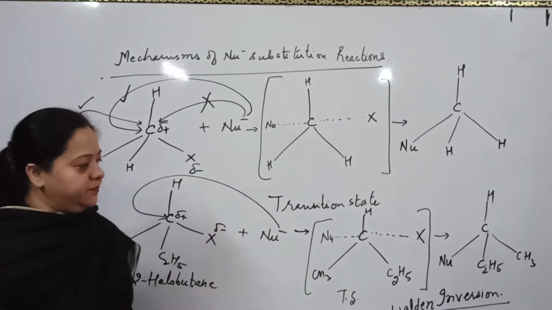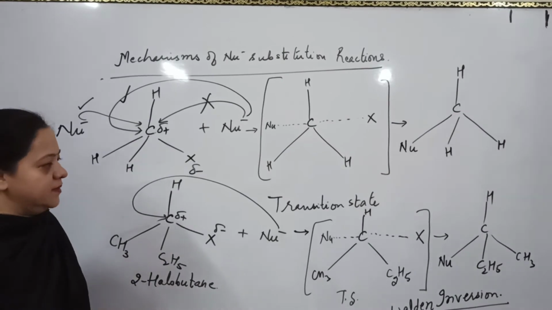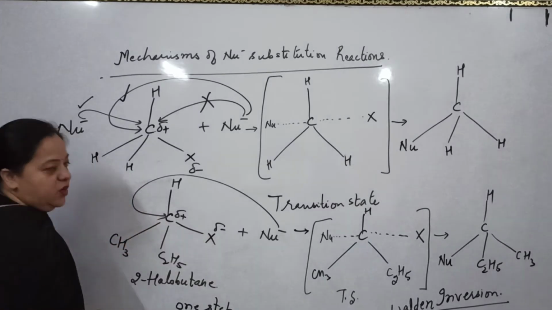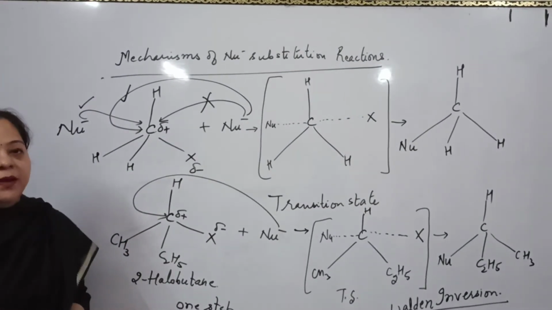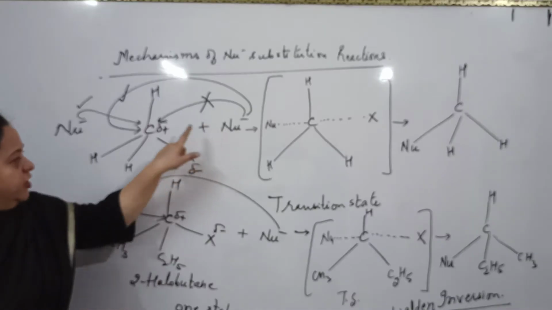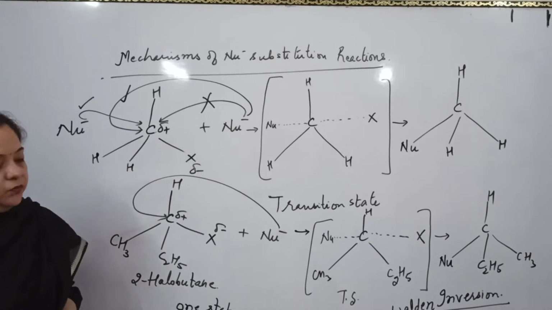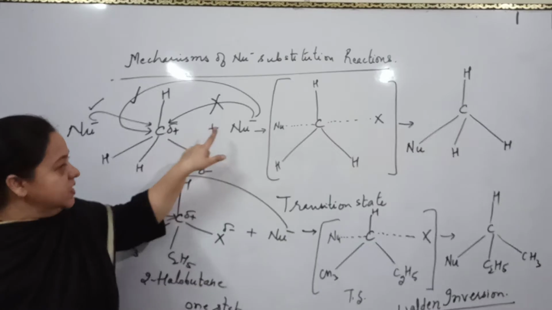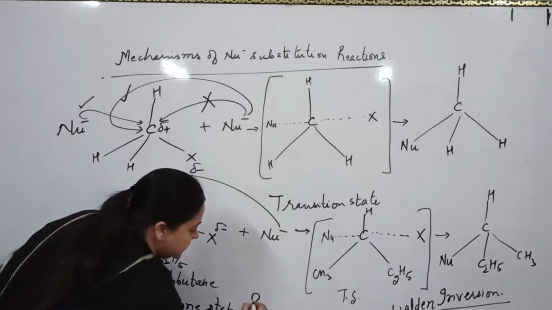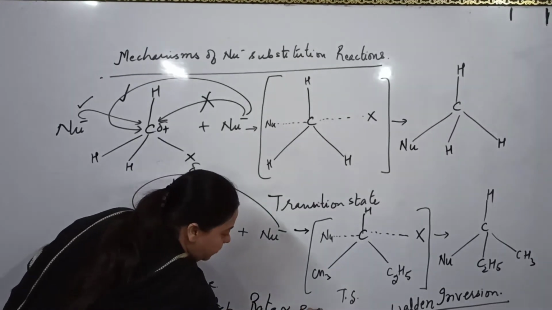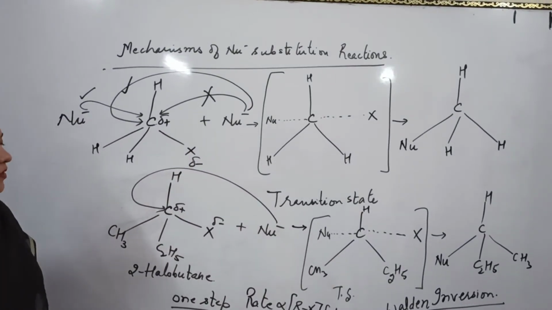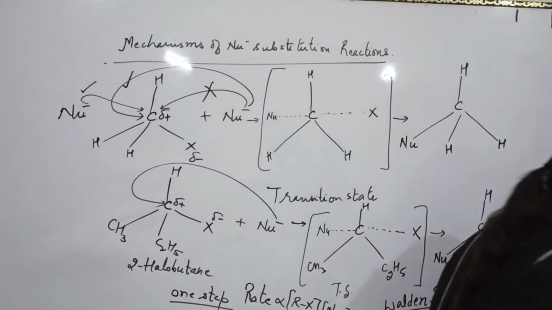In this case, as it is a single step process, this is a one-step process in which simultaneous bond formation and bond breaking take place. The rate of the reaction depends upon both the species. Both the species here means one is alkyl halide, another is nucleophile. As it is a one-step process, the rate of the reaction depends upon both the species, that is alkyl halide and the nucleophile, and the order of the reaction is 2.